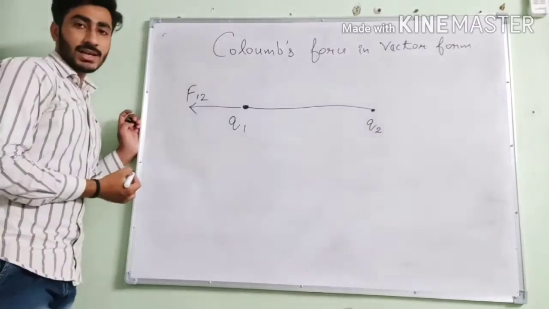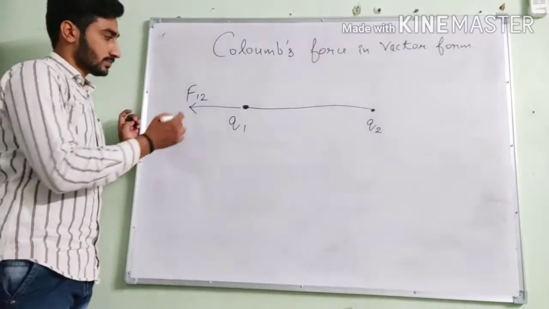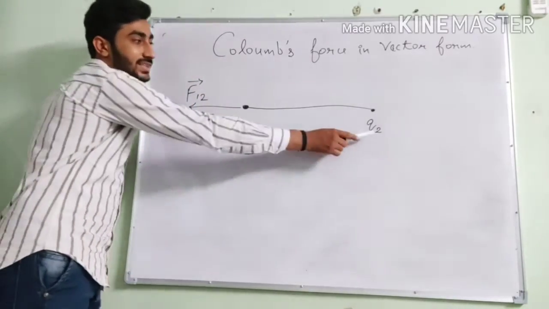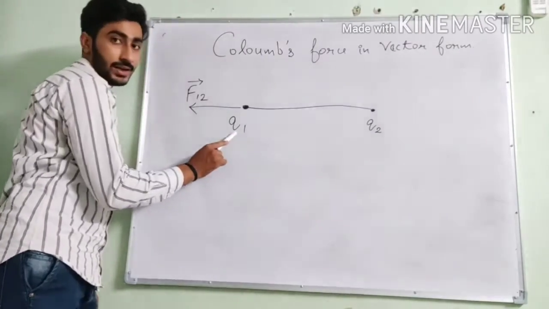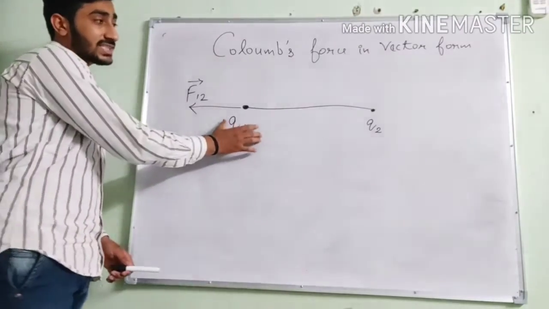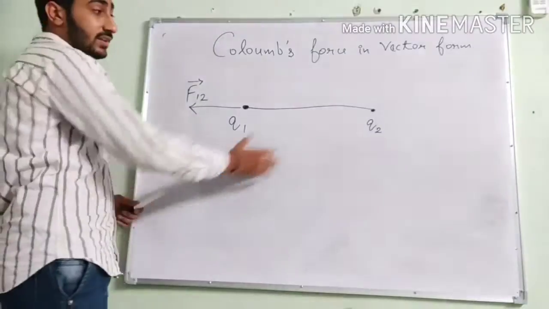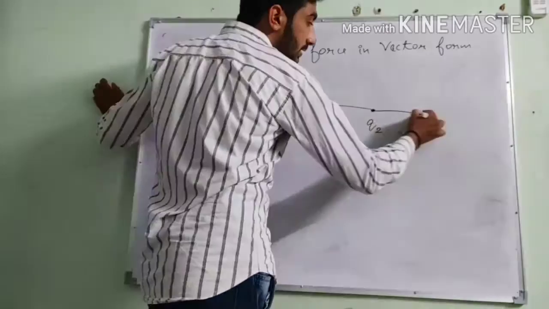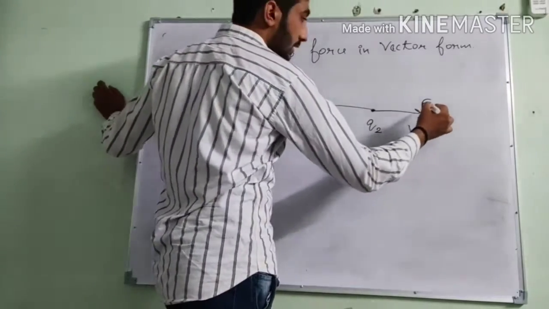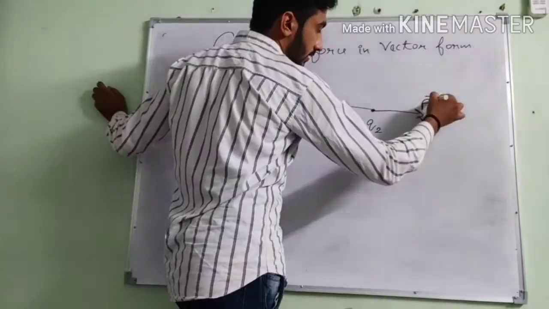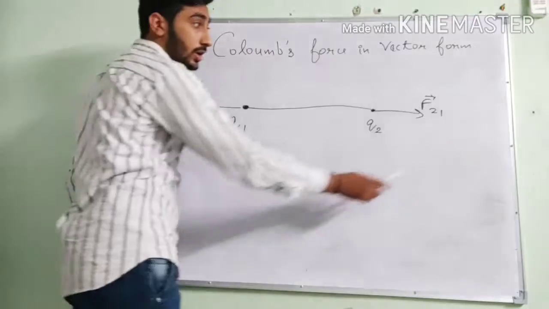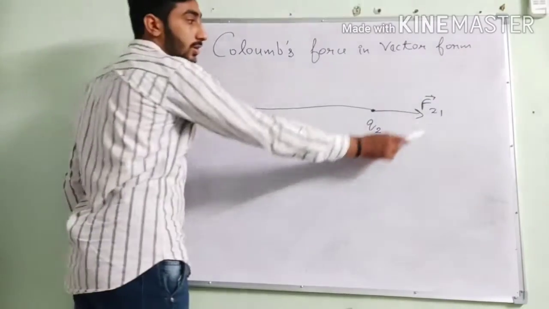F12, and it is in the form of a vector. F12 means force exerted by 2 on 1. Force exerted by 2 on 1, it means F12. When Q1 applies force on Q2, it will also repel, and goes in the direction F21. It means force exerted by 1 on 2. Force exerted by 1 on 2.